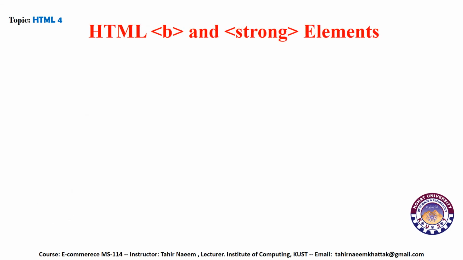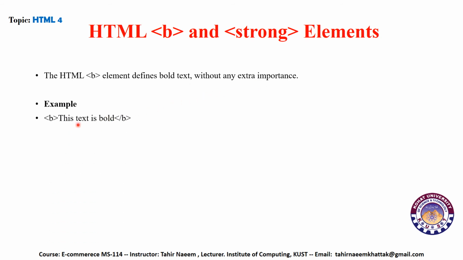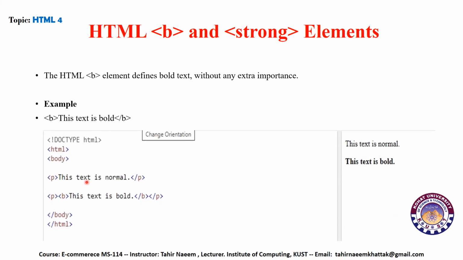We are using here first of all HTML bold and strong elements. The HTML B element defines bold text without any extra importance. Here the example, this text is bold. We have to simply add a B tag. Here look at this. This is the normal text, and here I have added a B tag, and I have closed the B tag. Here look at the difference between the normal text and bold text. You can see for yourself the difference between bold and normal text.